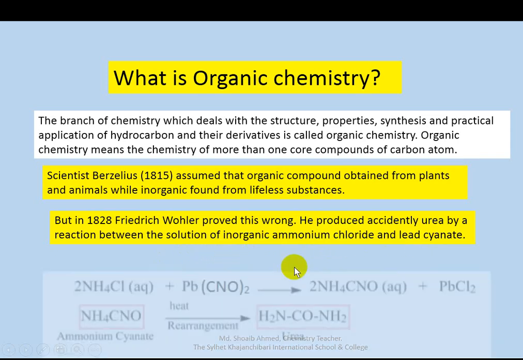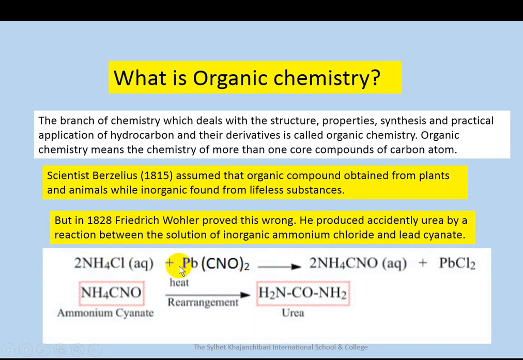Look at this reaction. Ammonium chloride and lead cyanide form ammonium cyanate. Then when heat is applied, ammonium cyanate rearranges to form urea. This urea is an organic compound. So we have obtained an organic compound from inorganic substances.